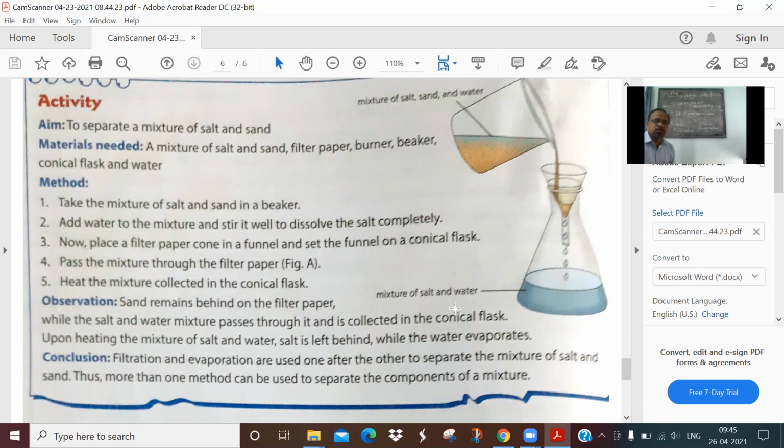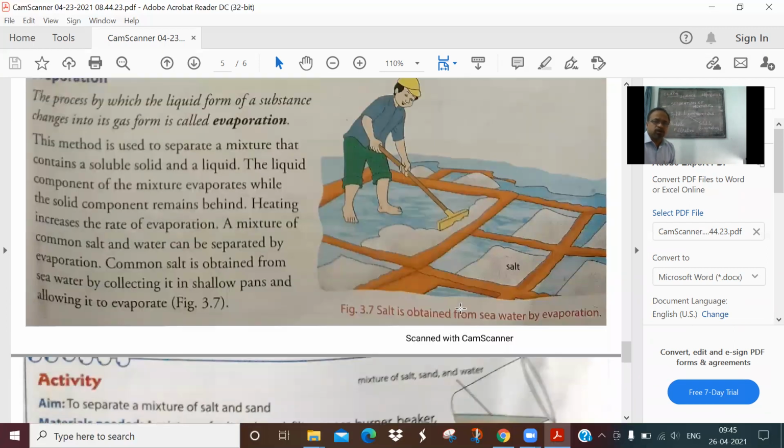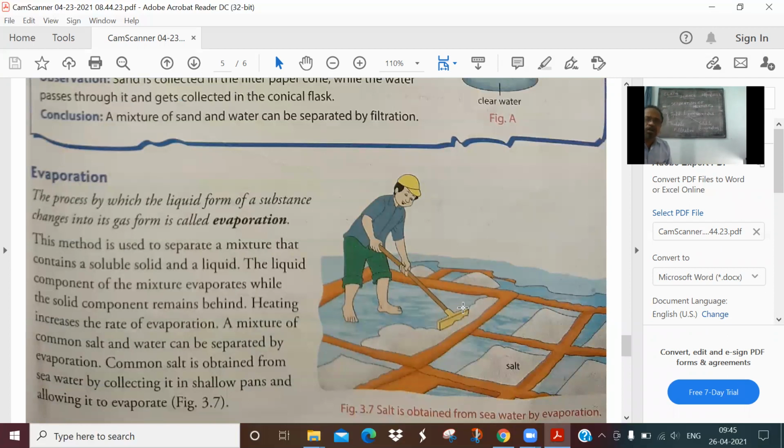Now that's about evaporation. In this case, in evaporation, the liquid component here was water, that is not needed, that is why you are allowing it to escape. Suppose the liquid component is also expensive or important, or we need to collect the liquid component also after evaporation, then we use condensation.